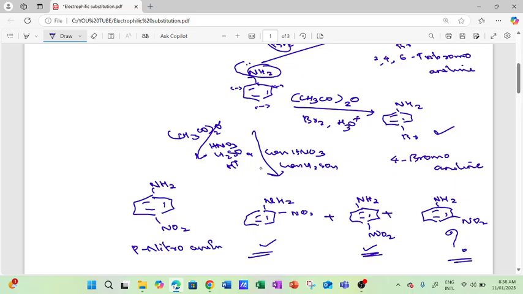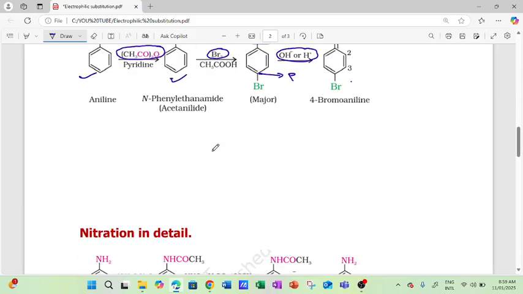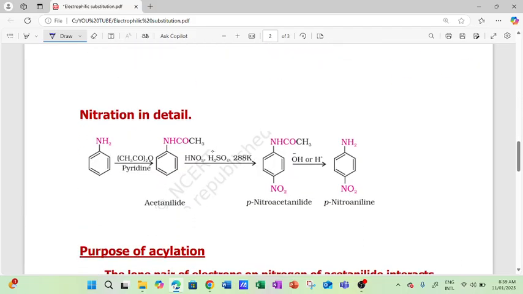So here also the reason is the same. When we do acylation, the deactivating capacity increases. Deactivating in the sense the activating power of NH2 decreases. I'll tell you in detail. See, when you do acylation first, this NH2 changes to this part, amide. And amide is decreasing the activating capacity. Because of that, when you add an acid medium, NO2 will be attacking only in the para position, not in ortho and not in meta also.